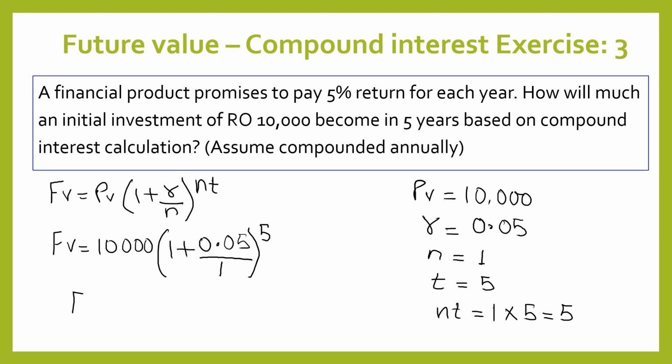Now when we take it on the calculator, 10,000 into bracket 1 plus 0.05 divided by 1 bracket close power of 5, we will get the answer 1276.8. This is my answer.